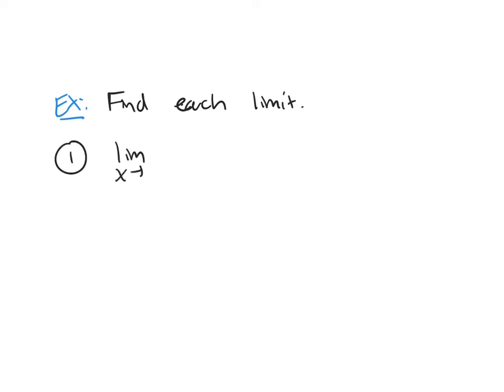Let's look at some more of these limits. I want you to find each limit. So the first one, the limit as x goes to infinity of (2x + 5) over (3x squared + 1). If I look at this limit, I would get infinity over infinity. Remember, that's our indeterminate form.